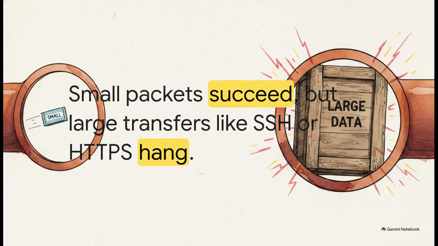And this specific PMTUD failure has a classic symptom that you will definitely hear on the help desk. A user will say, hey, I can ping the server just fine, but whenever I try to SSH into it, or load a heavy HTTPS page or copy a file, the session just hangs forever after the TCP handshake. Small packets succeed because they don't hit that fragmentation limit, but large packets fail entirely. When you see this, I guarantee you almost certainly have a PMTUD black hole caused by a misconfigured firewall.